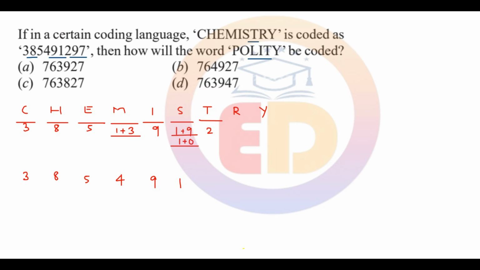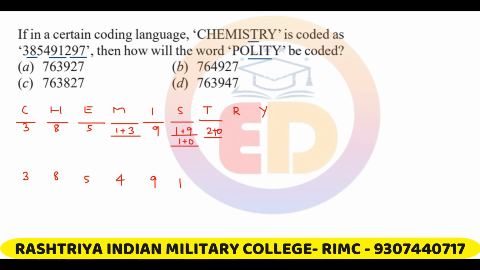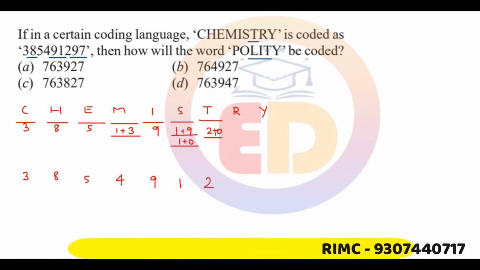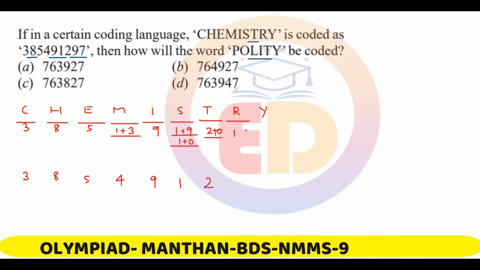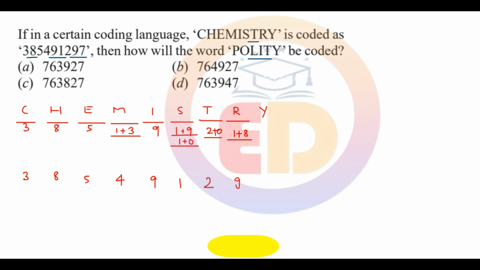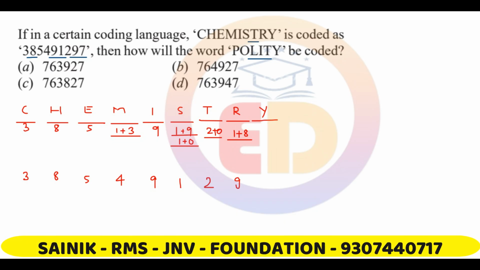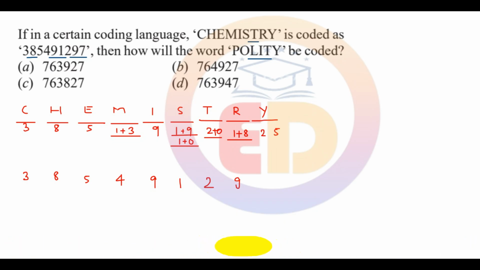T is 20. They have added the digits 2 plus 0. This will be 2. R is 18. 1 plus 8. It is 9. Y is 25. 2 plus 5. The code is 7.